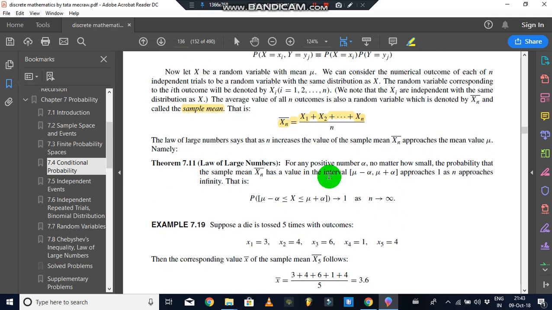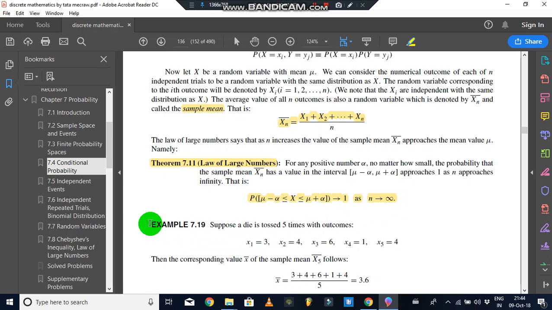This is the most important theorem. For any positive number alpha, positive not negative, no matter how small, it can even be a fractional value, consider the interval mu minus alpha to mu plus alpha. The probability that the sample mean lies in it approaches 1 as n approaches infinity. This is another formula.